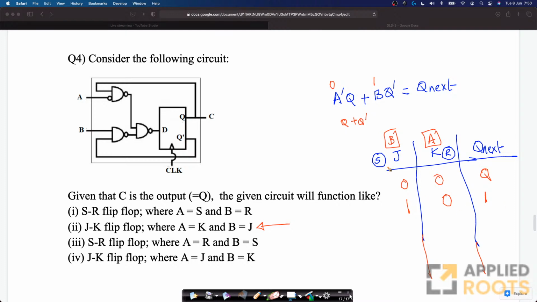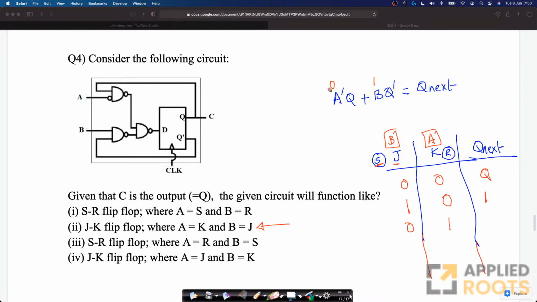So this is behaving like a set or a J input. In an SR flip-flop, what happens? If S equals 1, the value will be set, right? If S and R, or J and K, both of them are 0, it will stay. Let's look at the other possibility, 0, 1.